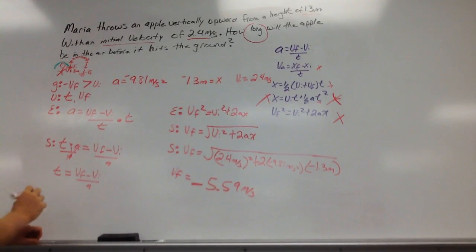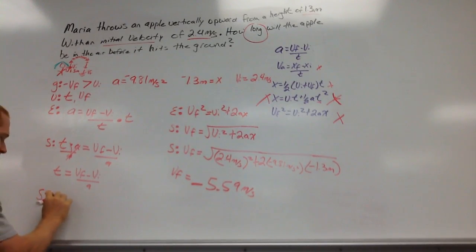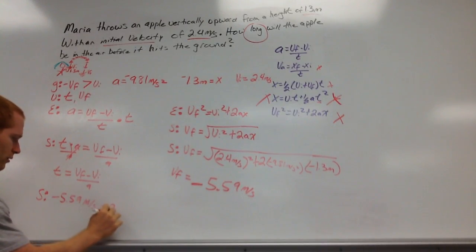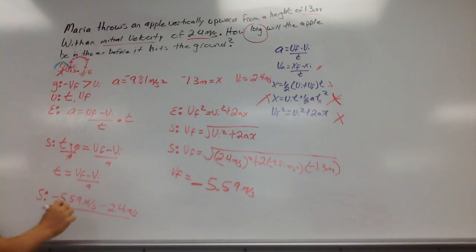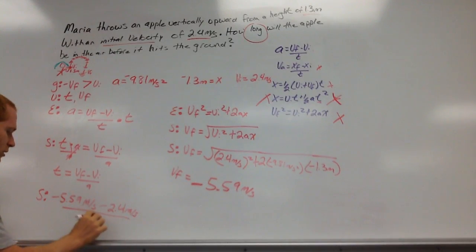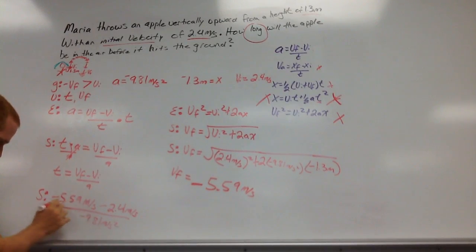So we're going to have our last step of substitution. And we are going to have negative 5.59 meters per second minus 2.4 meters per second, all divided by acceleration, which is negative 9.81 meters per second squared. Hint, make sure you made that negative. If you did not, it will not give you the correct answer.